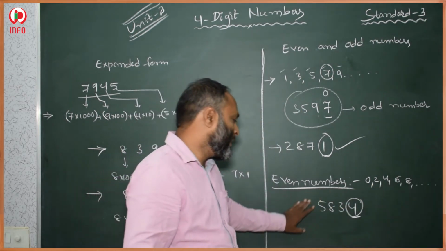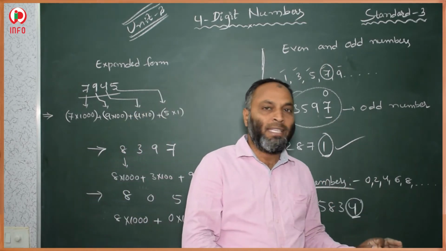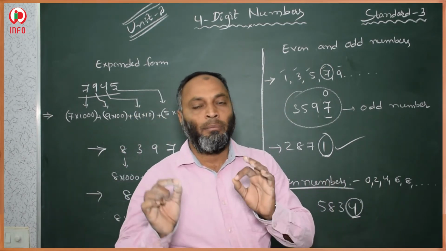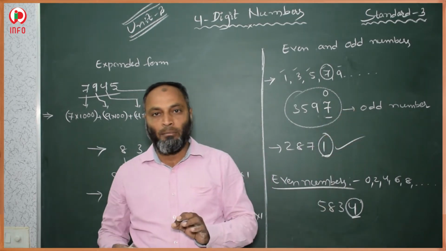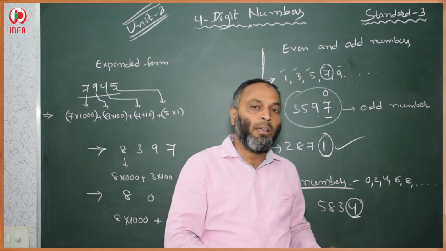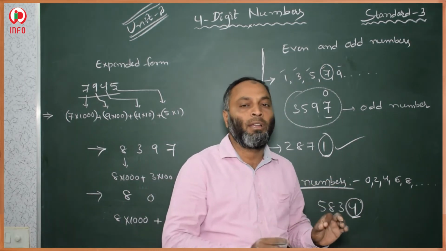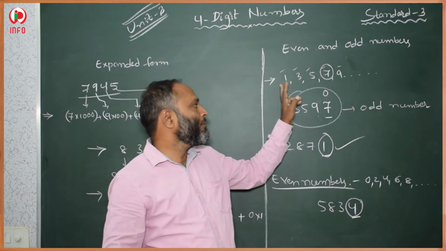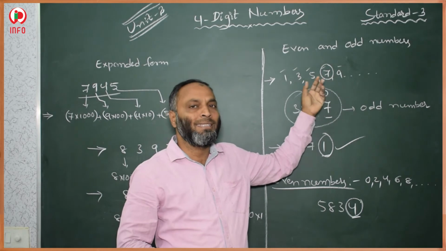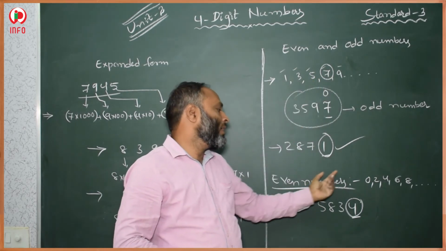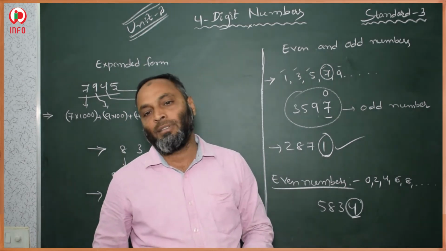So this complete number is an even number. It means either the number is even or odd, and it depends on the ones place. If the ones place is an odd number, then the number is odd. If the ones place is an even number, then the number is even. So you have to remember 1, 3, 5, 7, 9, and so on, these are the odd numbers, and 0, 2, 4, 6, 8, these are the even numbers.